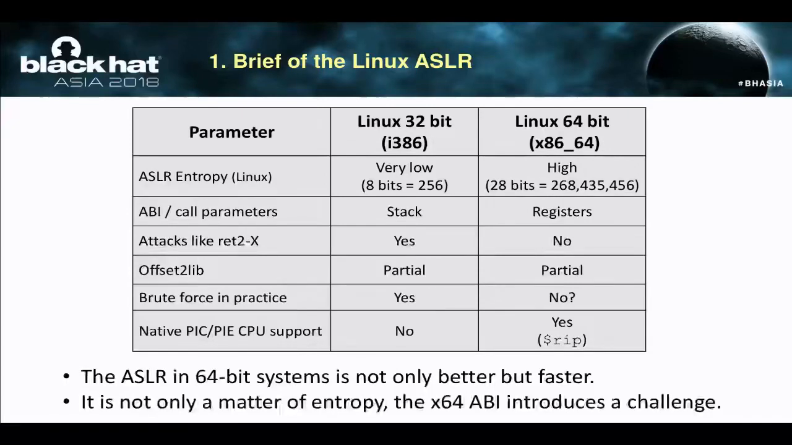But this is not the only reason, okay? What about the ABI, the call parameters? And this is important. I'm going to explain why. In 32-bit architectures, parameters are passed on the stack. And in 64-bit architectures, parameters are passed in registers. And this is a huge difference. Why? Because, for example, attacks like return to libc or return to whatever are not possible in 64-bit architecture. And it's not because of the entropy, no.